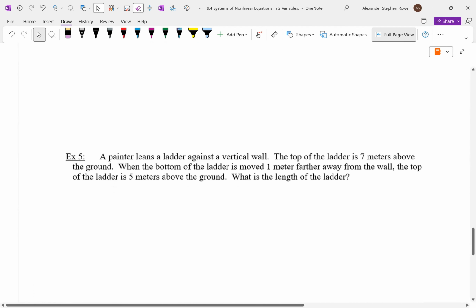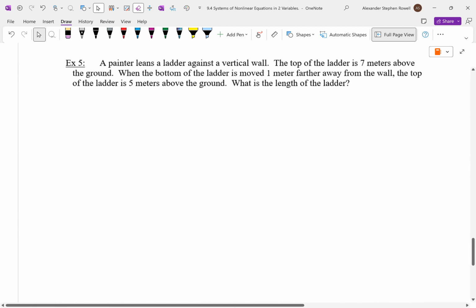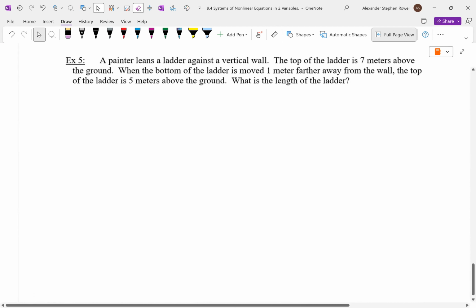Okay, I'm going to do a more difficult word problem here. We're limited on time. A painter leans a ladder against a vertical wall. The top of the ladder is 7 meters above the ground. When the bottom of the ladder is moved 1 meter further away from the wall, the top of the ladder is 5 meters above the ground. What is the length of the ladder?